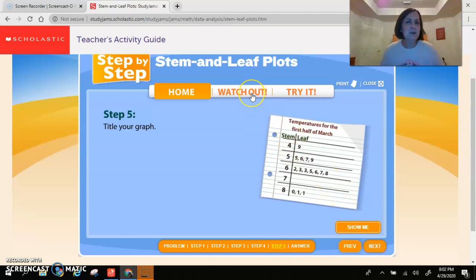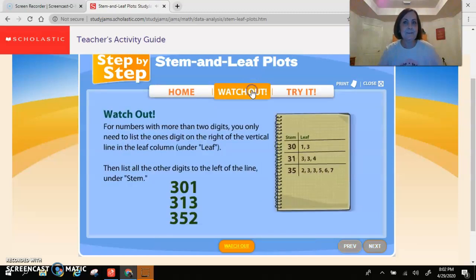But here's a watch out. Let's listen to this. Be careful when you try to use a stem and leaf plot for 3-digit numbers or higher. To do it right, list only the last digit, the number in the ones place, as your leaves. List all the other digits under stem. Okay. All right, now let's try some examples.